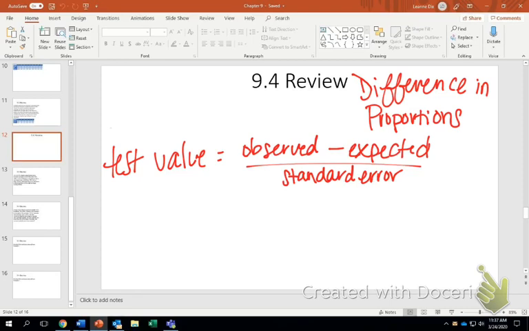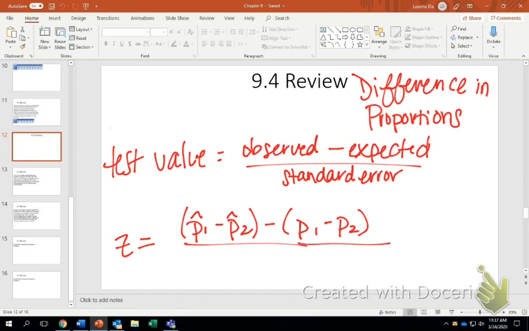Our formula that we'll be using the z-table, first off. So that's our test value. It's going to come from the z-table. And it should be our p hat sub 1 minus our p hat sub 2 minus p sub 1 minus p sub 2, all of that over our standard error, which is going to say the square root of p bar times q bar times the quantity of 1 over n sub 1 plus 1 over n sub 2.